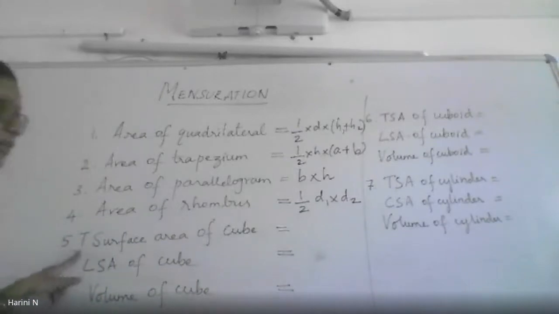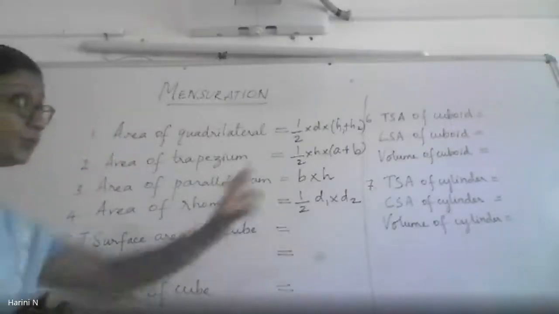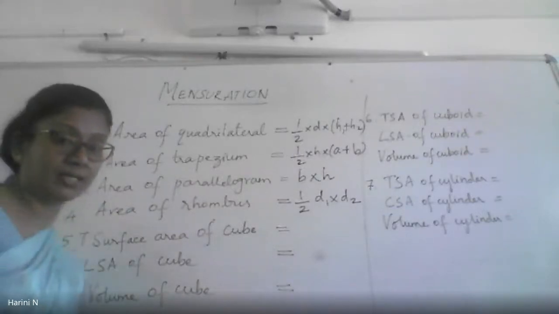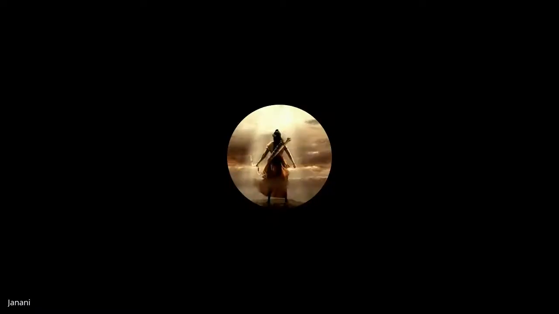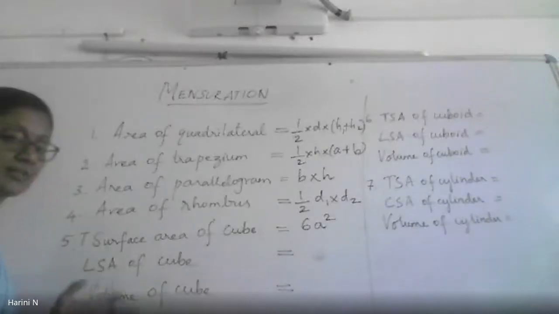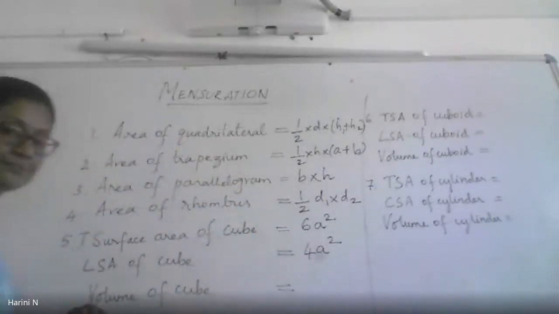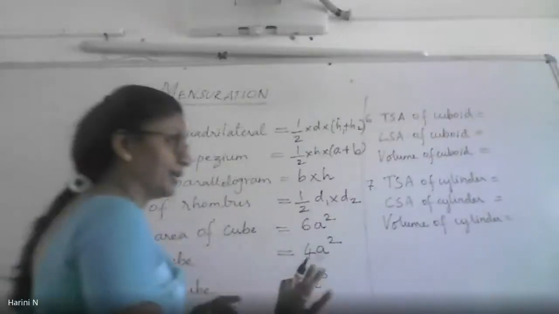Total surface area of a cube. Not 2(L plus B), and no LB, cube. Cuboid only will have LB. Cube has got square faces. All the edges will be equal, A. So 6A square. LSA of cube. That means only the four walls. That is 4A square. Volume of cube. A cube. No half. You are not going to get half the marks also.